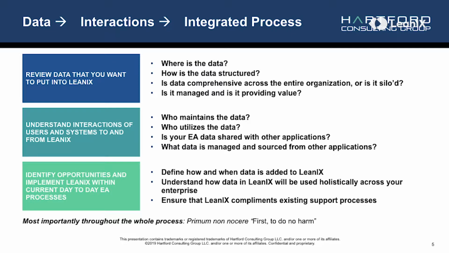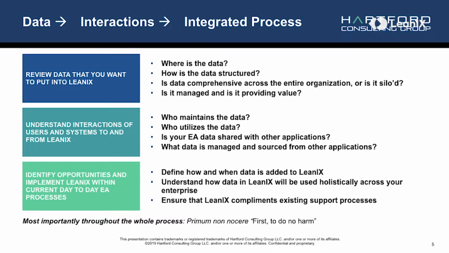And what data is managed or sourced from other applications? So we may be sending data out to other applications, or we may be receiving data back. I think of the classic ServiceNow example where from LeanIX we can send application information down there and receive back IT component information from them. And then at the end of the day, having that understanding of the data, the interactions, getting a sense for the process, really identify opportunities to implement LeanIX within your day-to-day current EA processes.